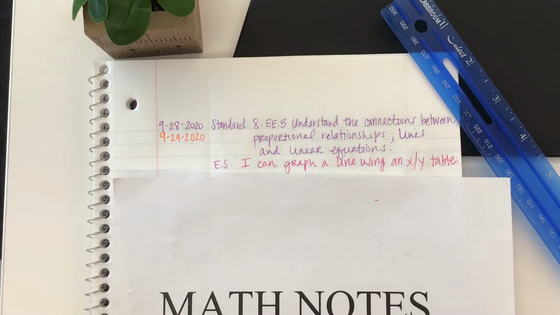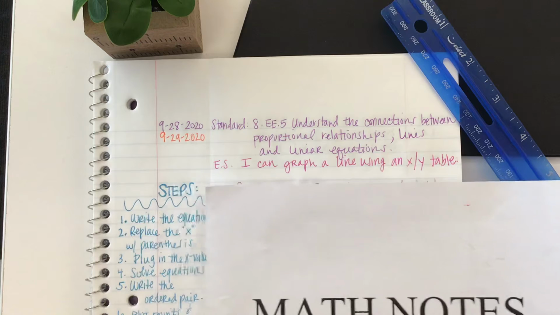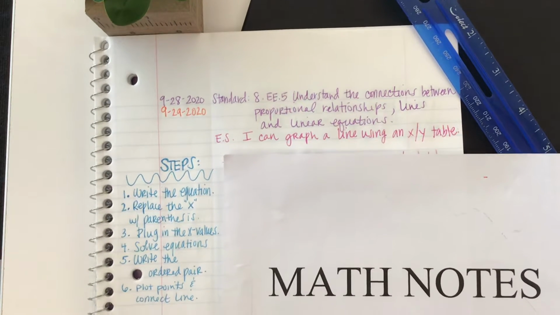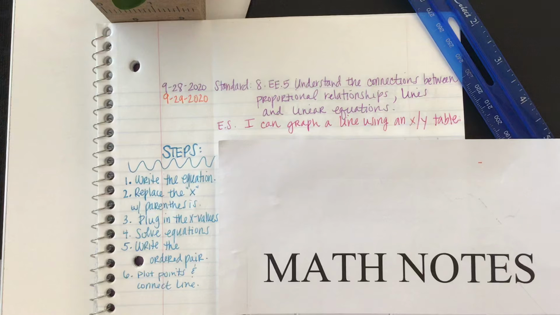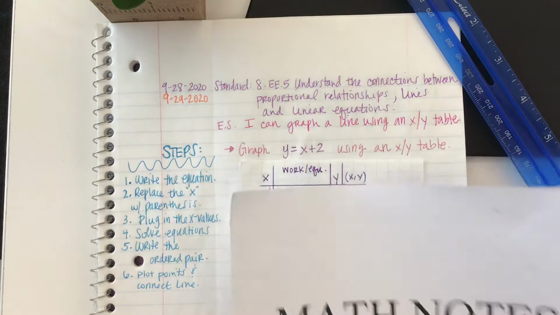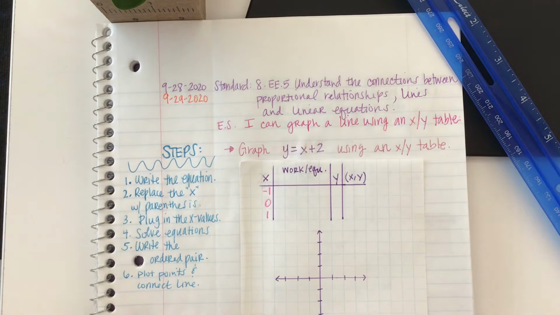Since we are now starting to graph lines, we're going to go ahead and introduce that by graphing using a table. So the first thing I'm going to do is have the steps here to the left, and these are the steps that we are going to use to graph a line, a linear equation, using an XY table. So here we have an example. Our first example states graph y equals x plus 2 using an XY table.